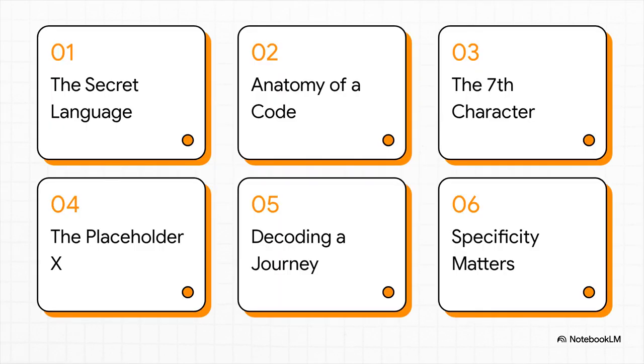Well, here is our roadmap for today to figure that out. We'll be covering 1. The secret language of medicine, 2. Anatomy of a diagnosis code, 3. The all-important 7th character, 4. The mysterious placeholder X, 5. Decoding a patient's journey, and 6. Why specificity matters. We're going to break this highly technical manual down into perfectly logical pieces.